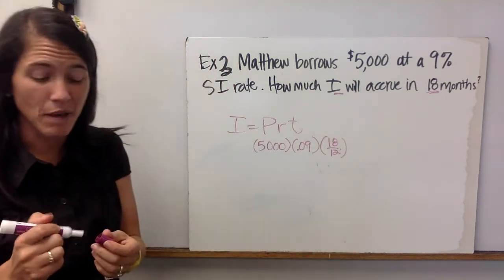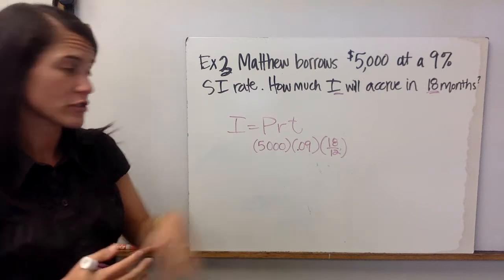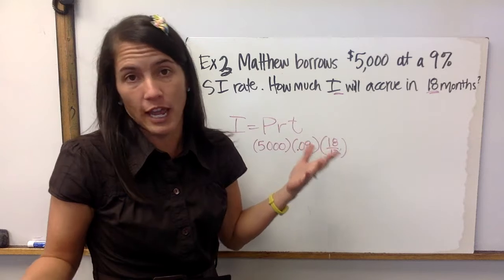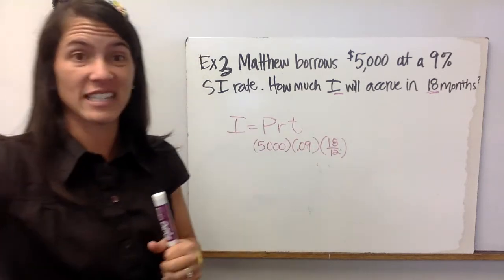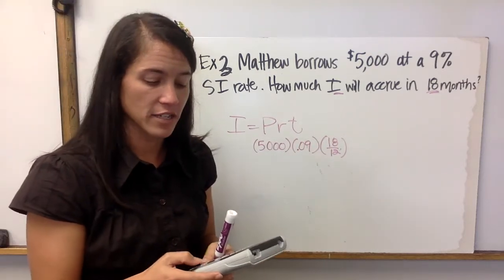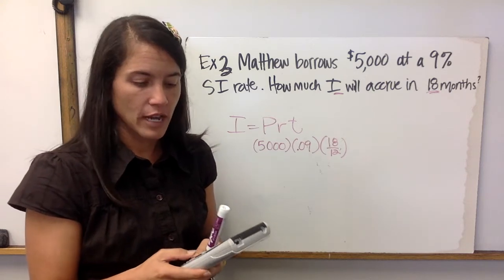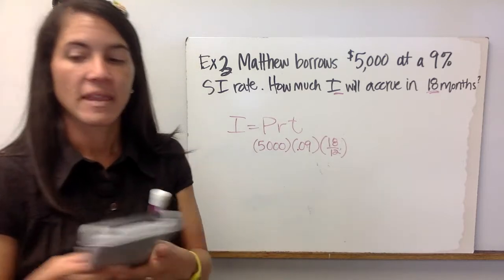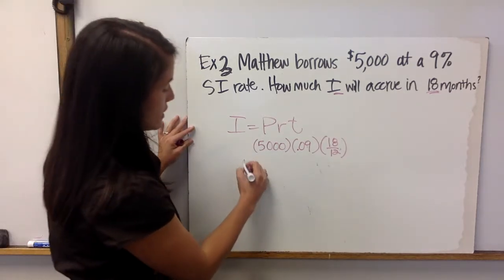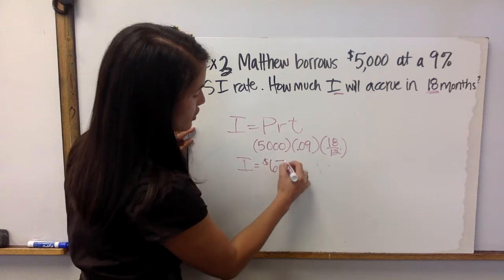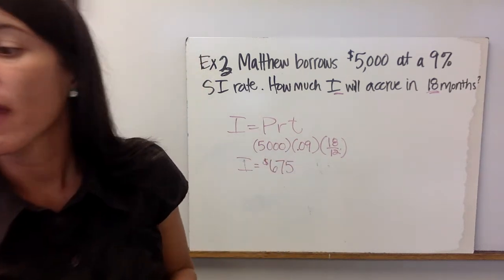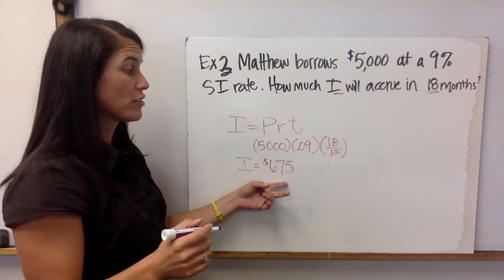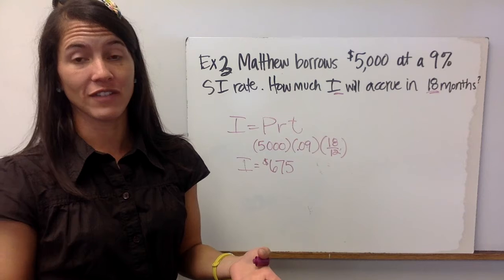Now, 18 months is 1.5 years. So you could totally put 1.5 here for your years. I'm just putting 18 over 12. Either way, it's equivalent. So $5,000 times 0.09 times 18 divided by 12. And our interest is $675. That means over the course of the year and a half, the 18 months, Matthew's going to pay an additional $675 in interest.